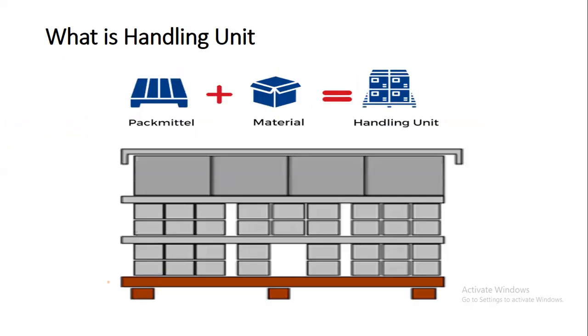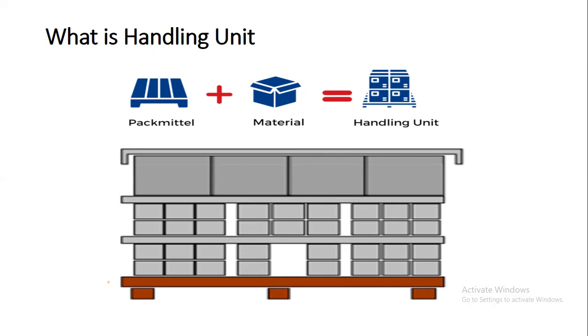So if I just summarize what we have just read, a handling unit is nothing but your packaging material plus actual materials. In your organization or in a particular business, we need to keep our materials on some pallets or some packaging materials, right? So the packaging materials and the materials kept on them, the combination of your packaging materials plus the actual materials, is called a handling unit, right?